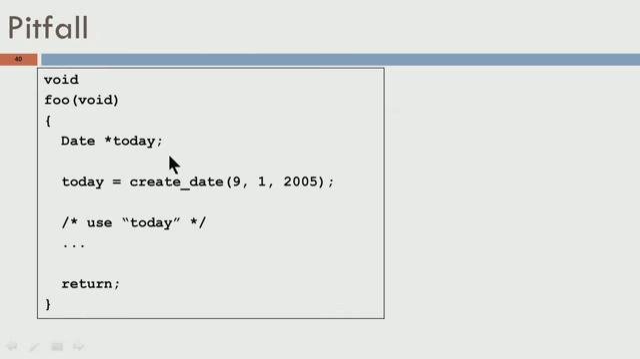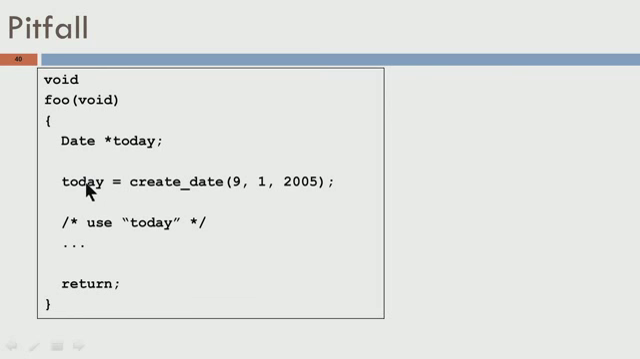Let us see a small thing here, right. So, date star today, today is create date 9/1/2005 and do return. So, I want to do, let us say 9th of January 2005, I created a variable called today. So, today is a pointer to the data type called date, create date in turn returns a pointer to data type called date. I used today and then I returned it. So, at this point create date allocated some memory and you got that in today.